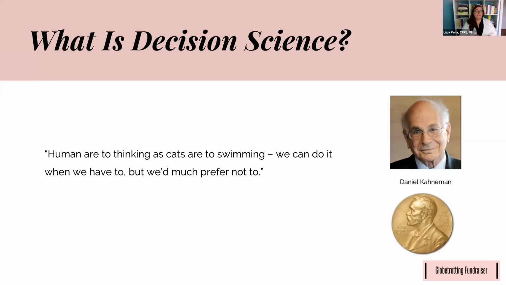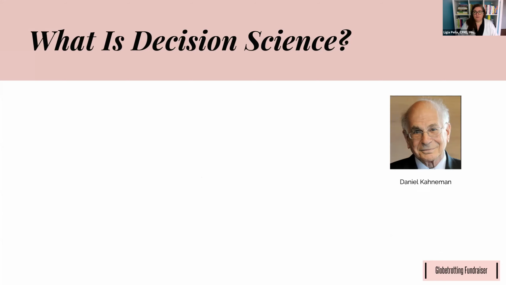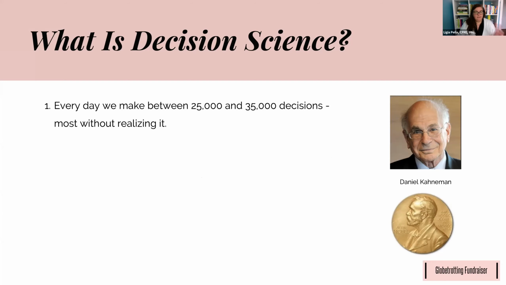So this is something he says: humans are to thinking as cats are to swimming. On that topic of whether you're a cat or a dog person, we can do it, and when we have to, but we'd rather prefer not to, right? Let me elaborate on this a little bit more. So these three principles are this.